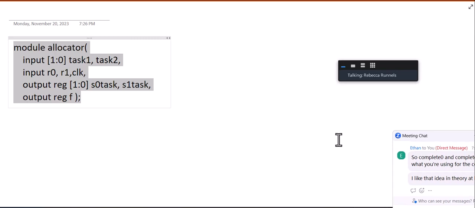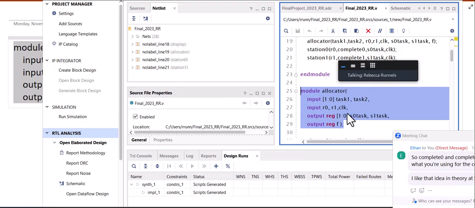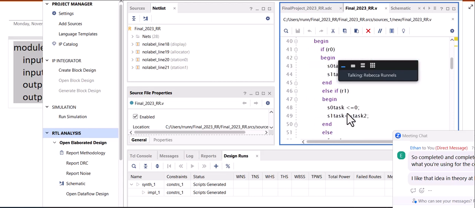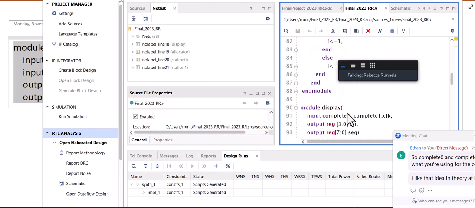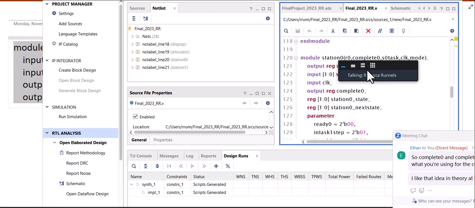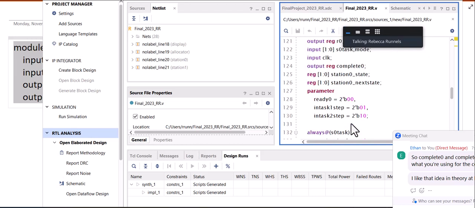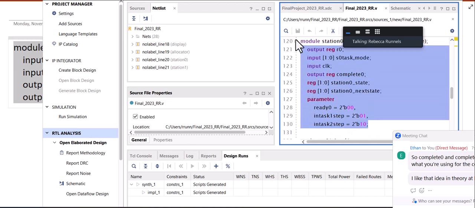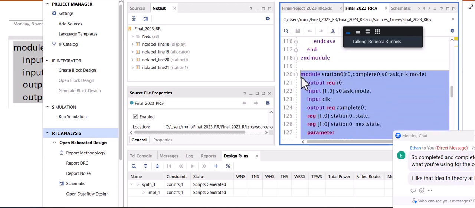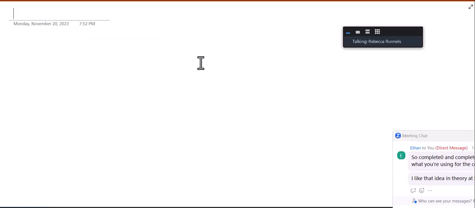Okay, and then we also have our station modules, and you're going to want to have 2. I recommend that you have a module for each station, because the way they're going to act is going to be very different depending on how they process tasks, and that's the big part we haven't talked about yet that we're going to get to after we do these inputs and outputs.